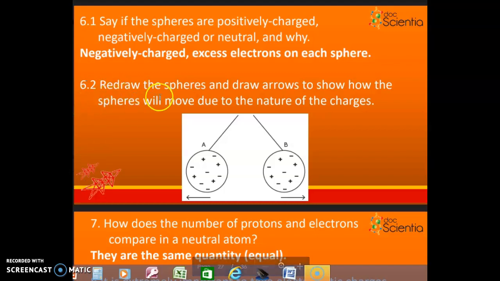Number 6.2. Redraw the spheres and draw arrows to show how the spheres will move due to the nature of the charges. So here you can see they will move away from each other because they have the same charges.